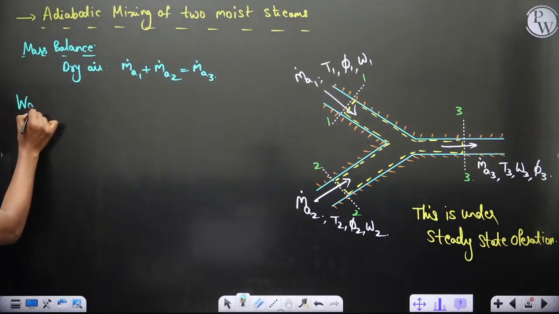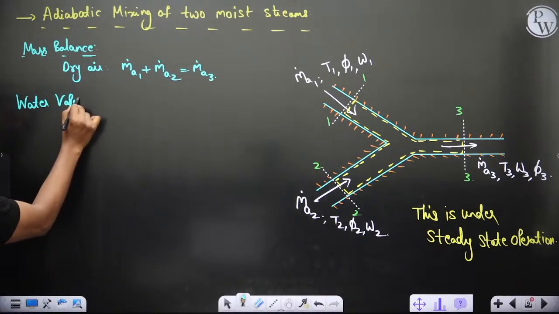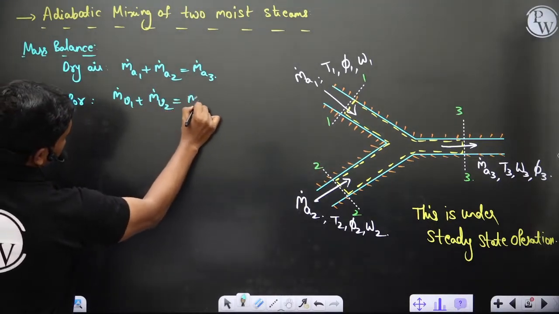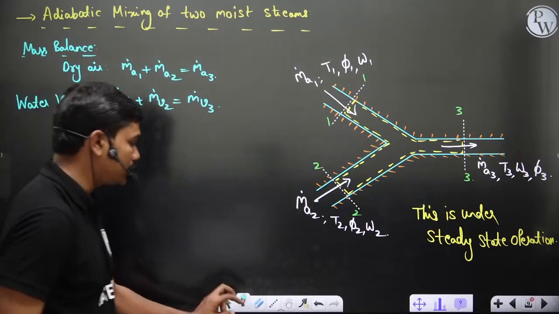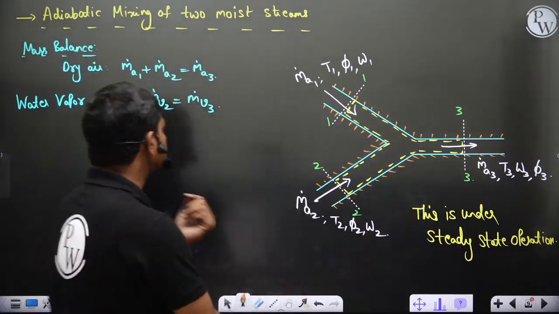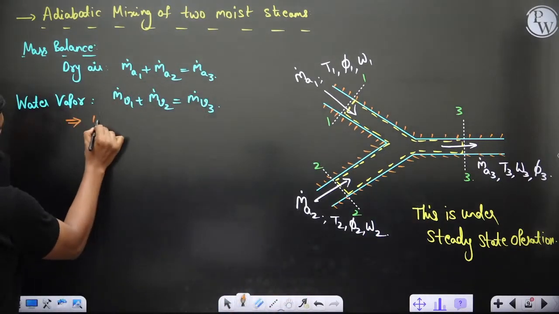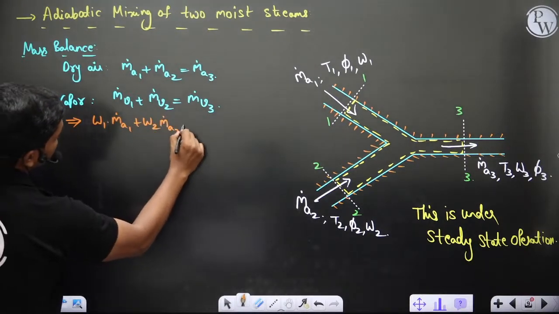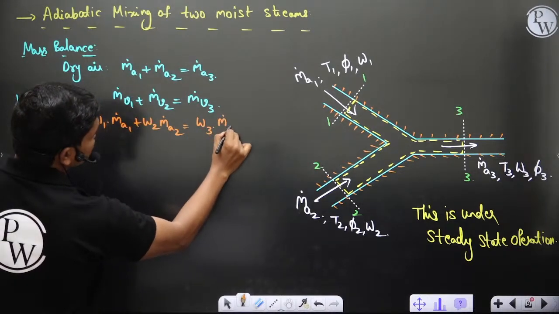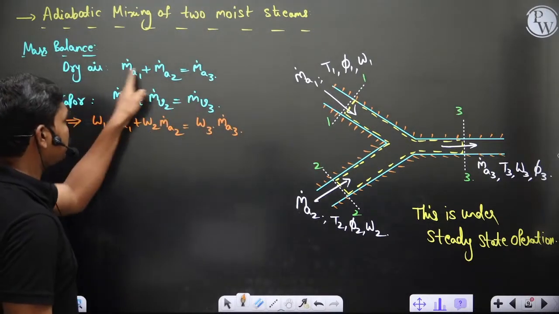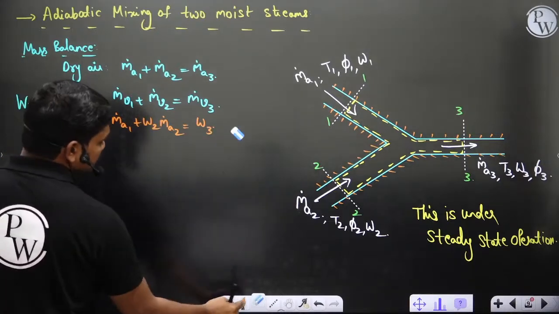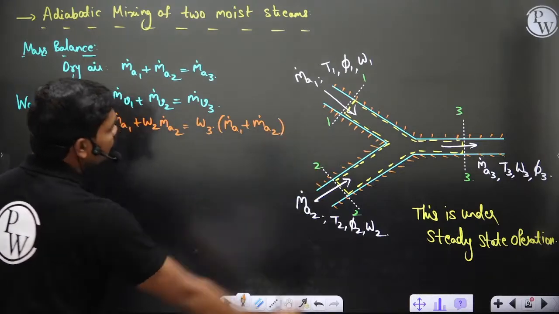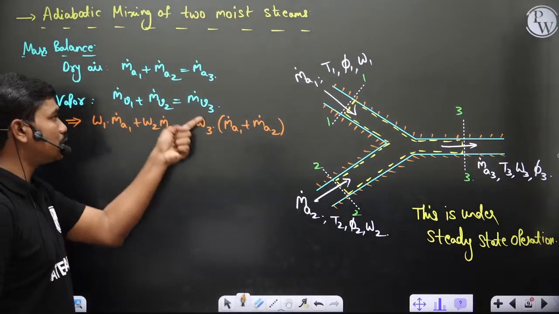For water vapor, the mass of vapor entering section 1 plus the mass of vapor entering section 2 is equal to the mass of vapor leaving at section 3. Let's see some important things here. This gives you omega 1 times m dot a1 plus omega 2 times m dot a2 is equal to omega 3 times m dot a3. But this m dot a3 can be replaced with the sum of these two, so I am writing it as m dot a1 plus m dot a2 here. If you know these two quantities and the two inlet conditions, you can calculate omega 3 from this equation.